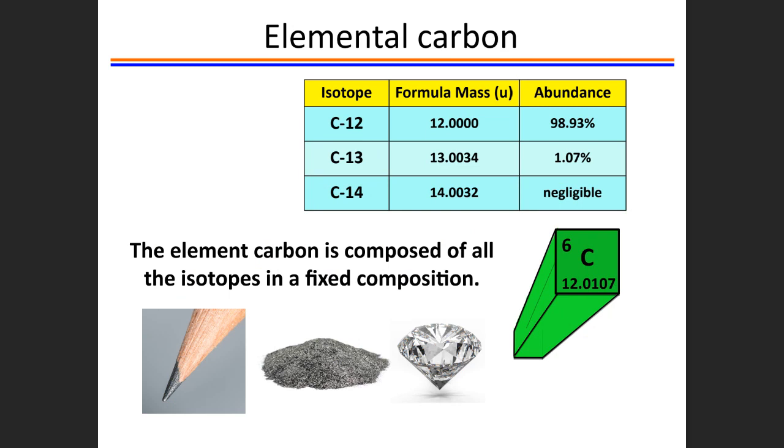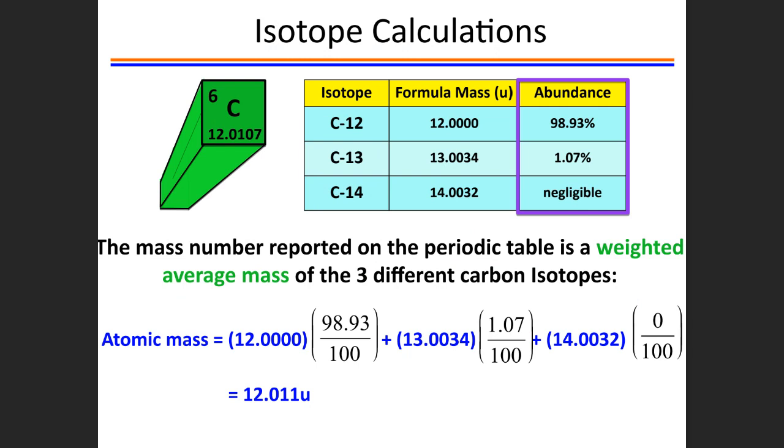Element carbon is composed of all the isotopes in a fixed composition. So here is the abundance and formula mass for C12, C13 and C14. Isotope calculations. The mass number reported on the periodic table is a weighted average mass of the three different carbon isotopes. So atomic mass, in that case, is the weighted average mass.